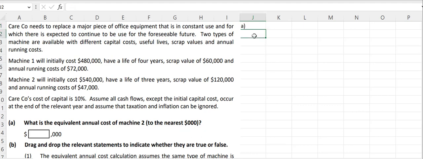Now firstly, let's write the formula of equivalent annual cost. The equivalent annual cost formula is the total NPV divided by the annuity factor. So firstly we need to find out the total net present value of the machine, and then we have to divide it by the annuity factor. So let's first calculate NPV.